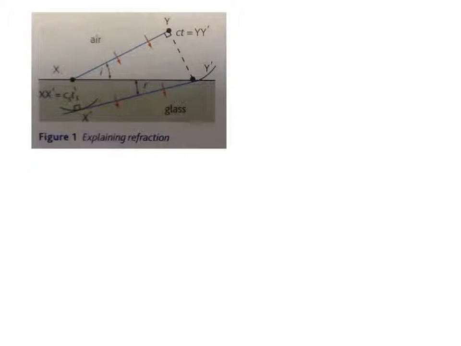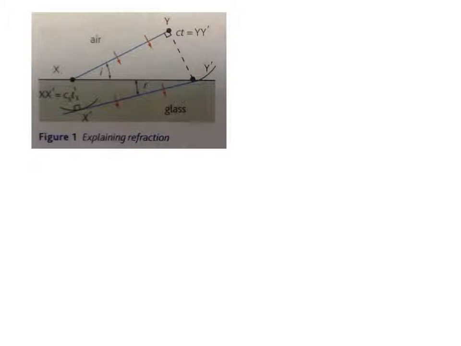As we can see in this figure, at this point here, point x, we've got the light ray entering the medium. It's going to travel down this way. And at this point y, it's going to be travelling through the air still, and go down to this point there.